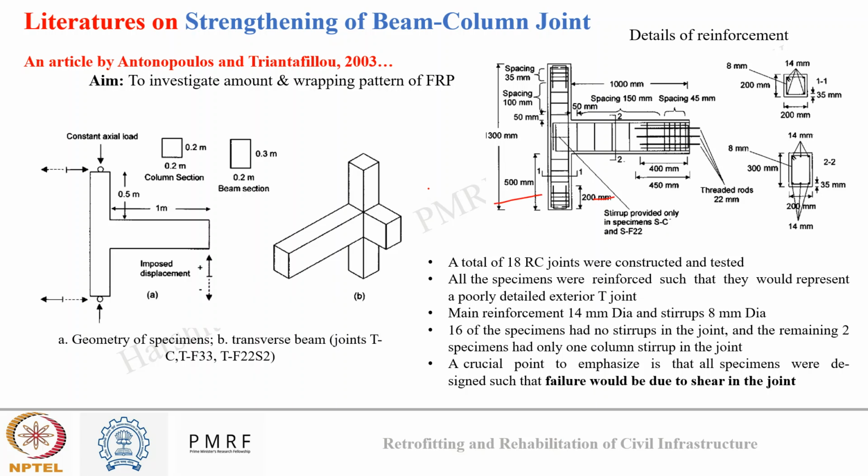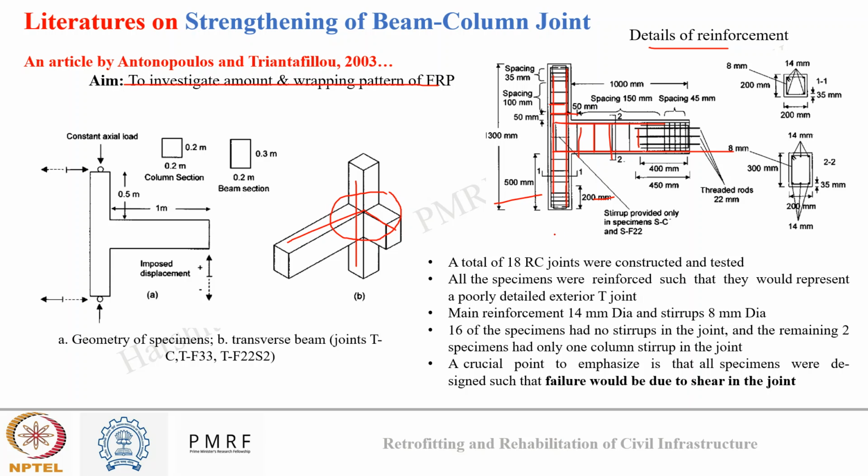So they investigated a wrapping pattern of FRP. So here you can see this was the geometry. They considered a beam column joint. So this was the beam and this was the column. And for this joint, they considered how FRP strengthening will work. So here you can see in this diagram the detail of the original reinforcement. This was the longitudinal reinforcement in the column. These are lateral ties in the column. These are longitudinal reinforcement of the beams, and these are stirrups in the beams.